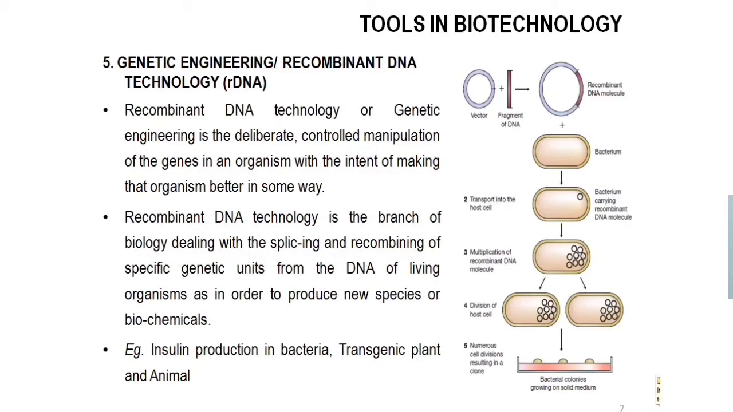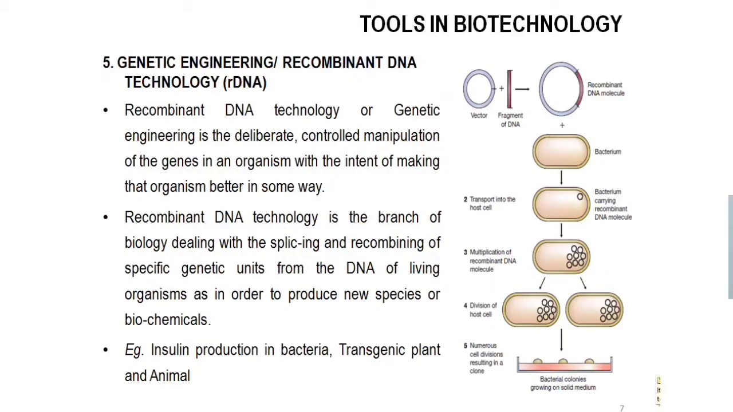And recombinant DNA technology is the branch of biology dealing with the splicing and recombining of specific genetic units from the DNA of living organisms in order to produce new species or biochemicals that will be used for human beings. For example, we are producing insulin in bacteria, and we are producing transgenic plants and animals. And in genetic engineering, there are different steps.